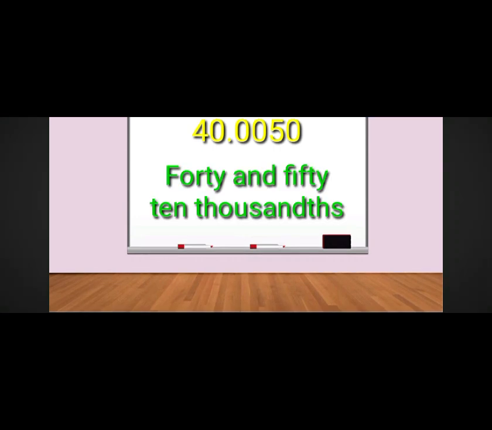Next example is 40 and 50,000. We read it 40 and 50,000 because the place value of 0 is 10,000.